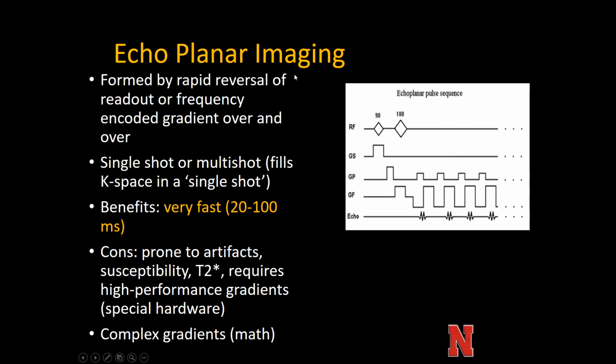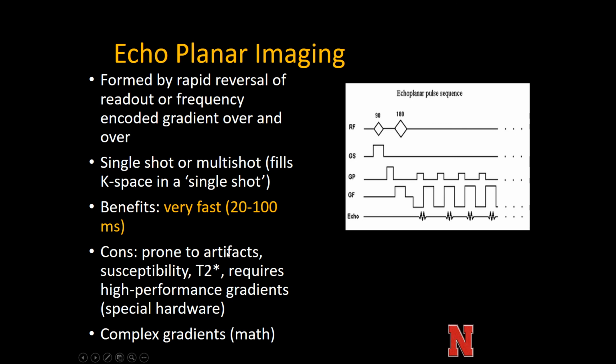What's the benefit of echoplanar imaging? Well, it's very, very, very fast. You can do these sequences in 20 milliseconds. What are they good for? Well, again, EPIs are good for doing things that require a lot of speed. However, they're very prone to artifacts.